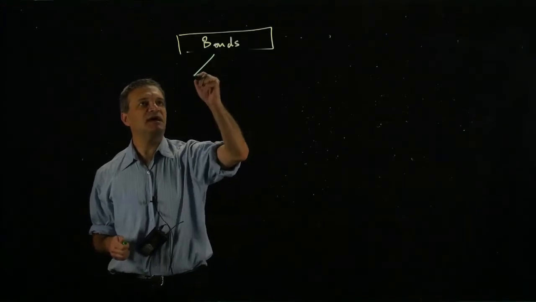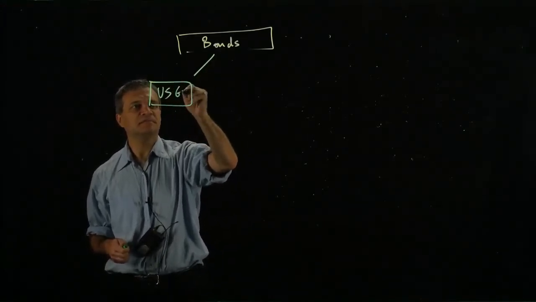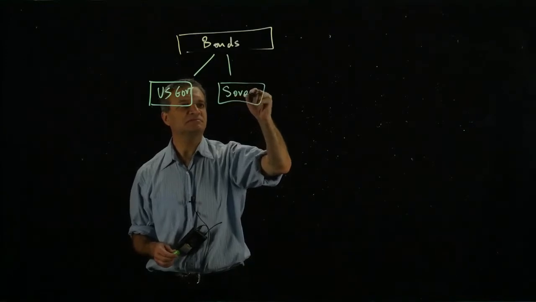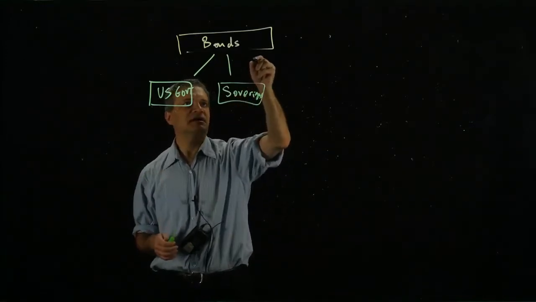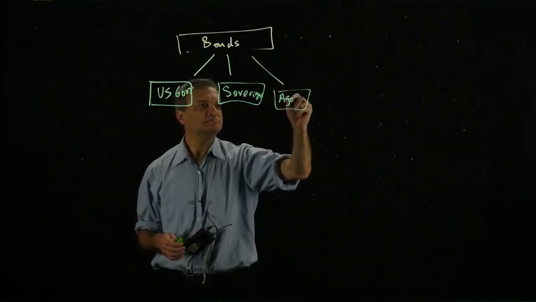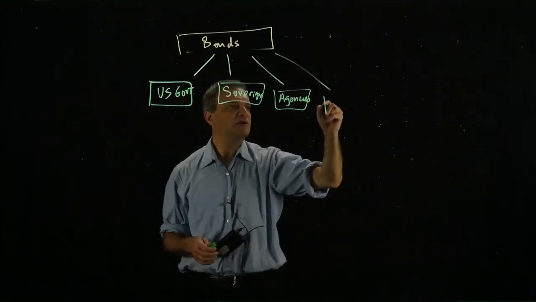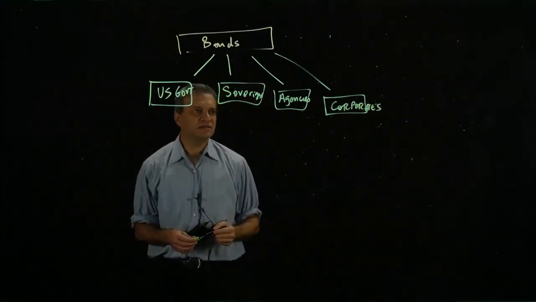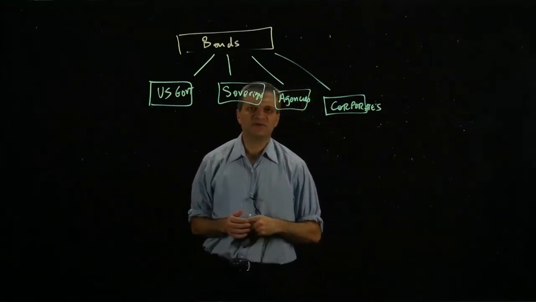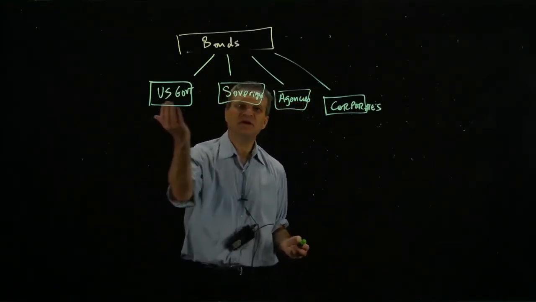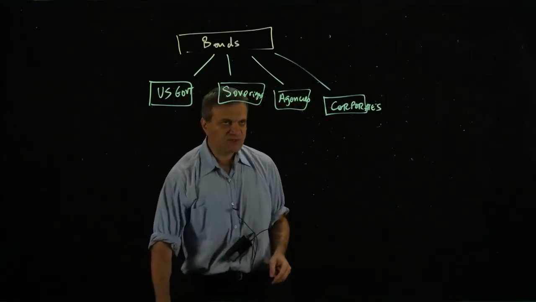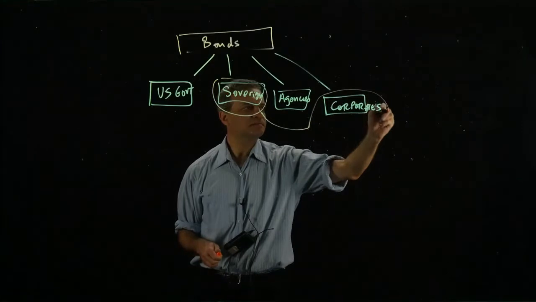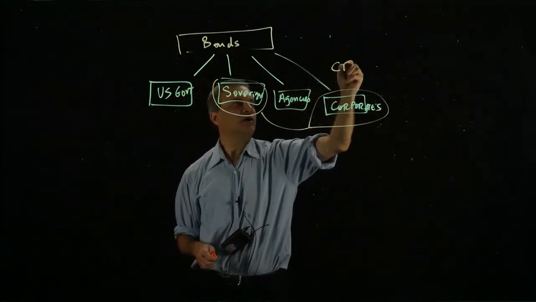So we said in class that we have basically the US government here. Then we have sovereigns and their cohorts. And then we have the agencies. And then we have our good old corporates. It used to be that in the early days, it was only corporates that were issuing bonds. Now, because everybody is indebted, all of these guys issue bonds.